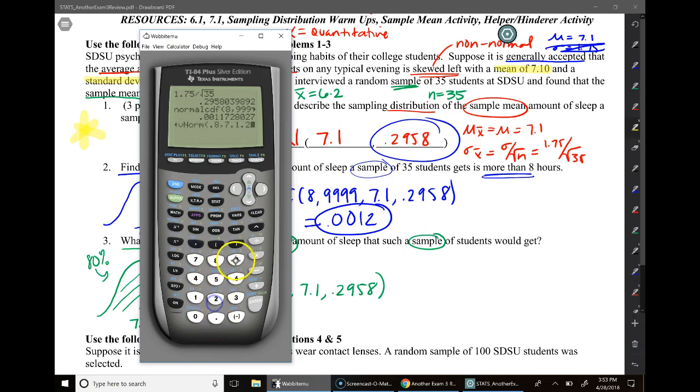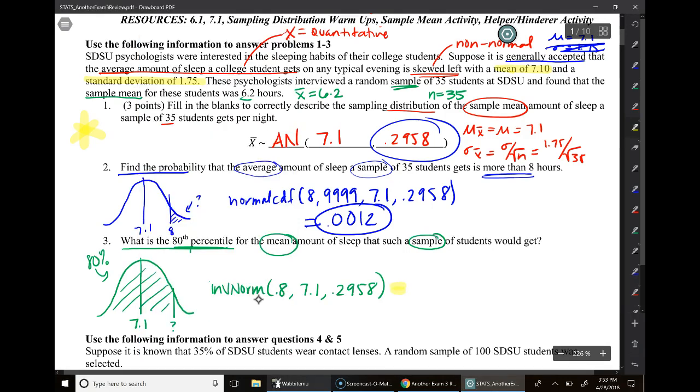And the most common mistake is just not using the adjusted standard deviation, because we're dealing with a sample mean and not just a value from the distribution to begin with.